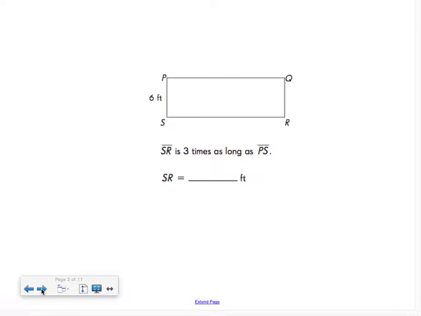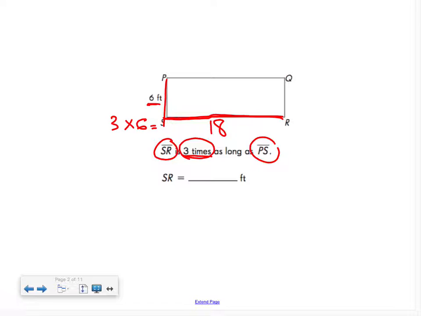The first one, I'm looking at it and I'm noticing that it looks like a rectangle. And it says line SR, so I always highlight SR, is 3 times as long as PS. Well, PS is 6, and I obviously can see that line SR is definitely longer. Well, how much longer? It said it's 3 times as much longer. So if this is 6, I need 3 times 6, which I know, if I count, 6, 12, 18 is 18.